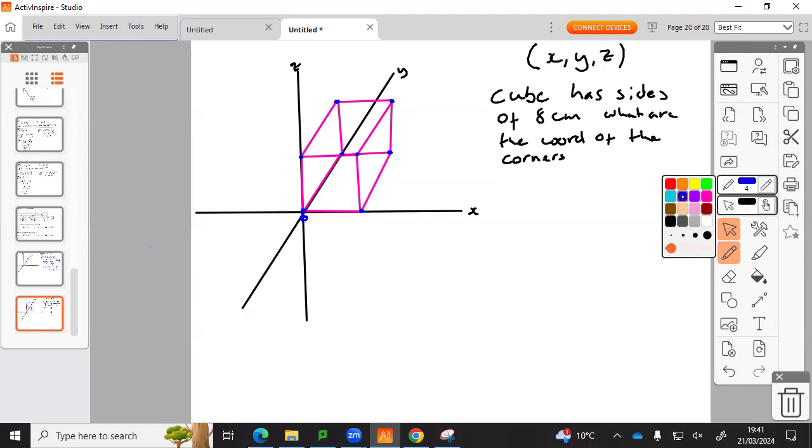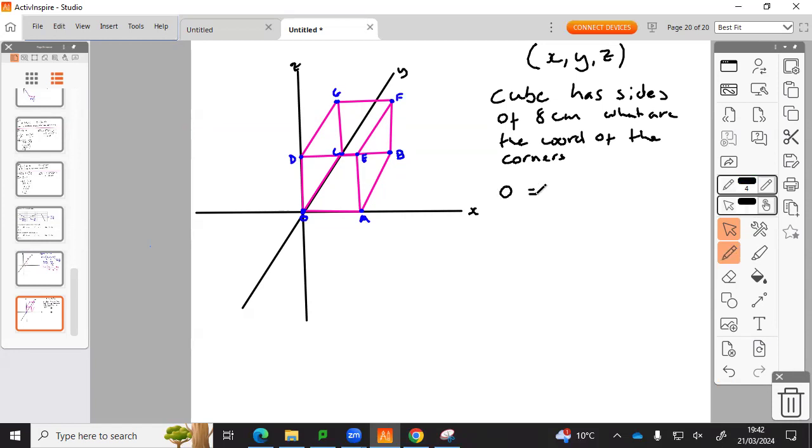All right, so we're going to name the corners. A, B, and C are the bottom face. D, E, F, and G is the top. The bottom face is from the origin to A, up to B, along to C. That's the bottom face. The top face of that cube is D, E, F, G. So I'm going to label all the corners, knowing that all my sides are 8 centimeters.